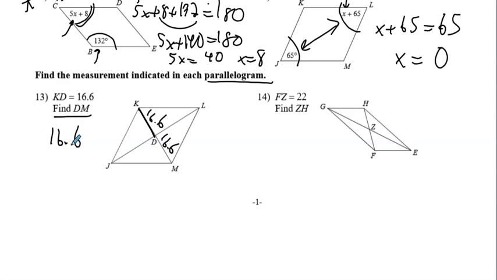F to Z, what is that? That's this piece right here. It's 22, which makes this piece also 22. Now, what is the problem asking me? It's asking me for ZH, which is just the other piece, so also 22.